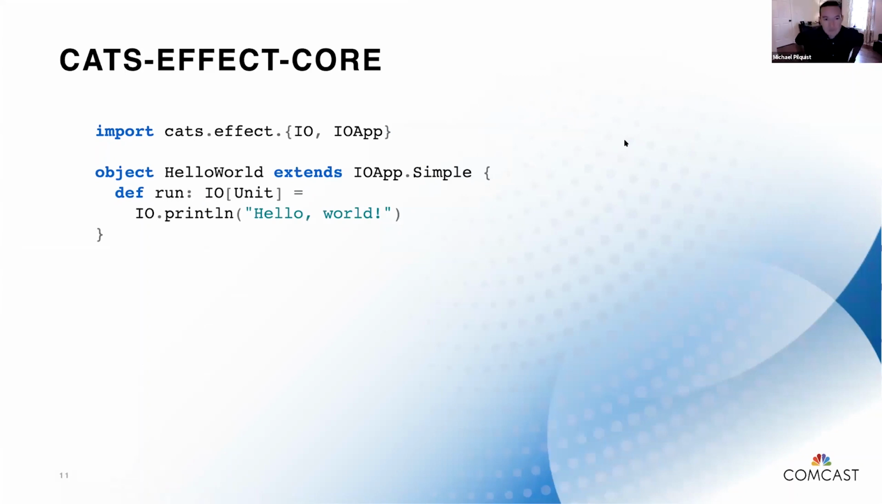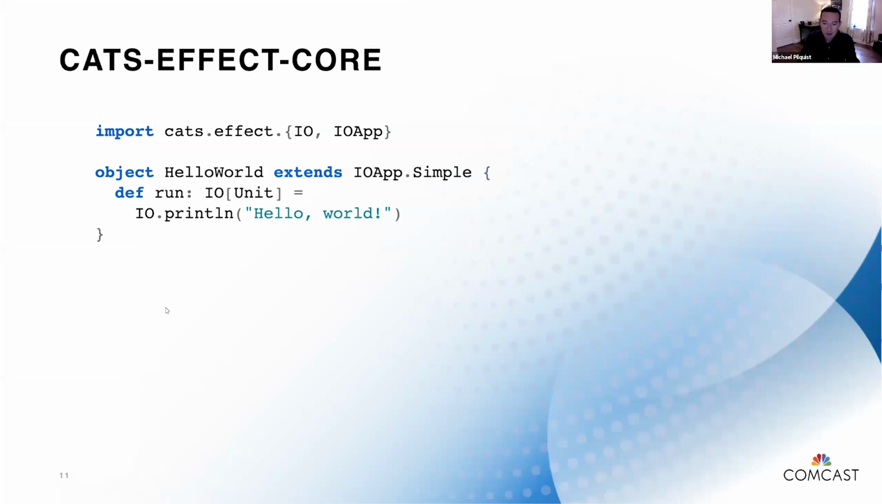All right, let's look at another very minor thing. It's a little thing, but little things add up. So here's a hello world program written without needing to call unsafe runsync. Here we have object HelloWorld. It extends IOApp.Simple and has a run operation that returns an IO of Unit.